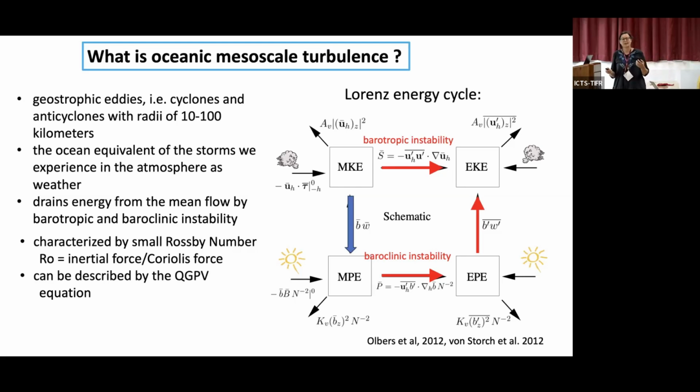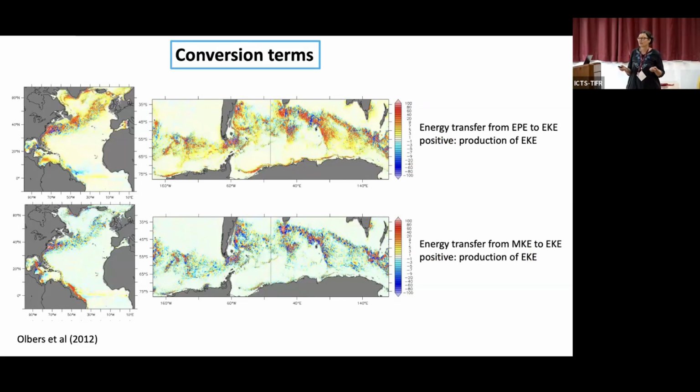So if you want to locally diagnose those terms, then it gets a little bit messy because you also have the transport of the energies in there, right, that don't play a role in your global integrals. And so what you see here is an example of a diagnostic of these conversion terms. So here in the upper part, it's transfer from EPE to EKE. And so you see that you don't only really have positive terms, but locally they can also be negative.